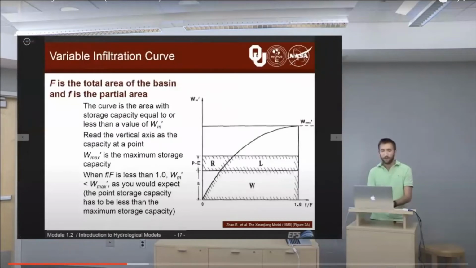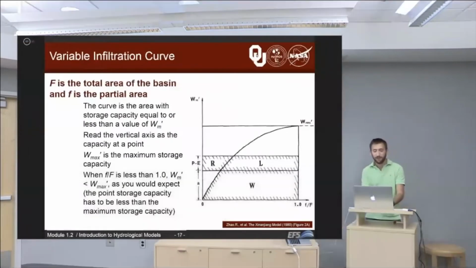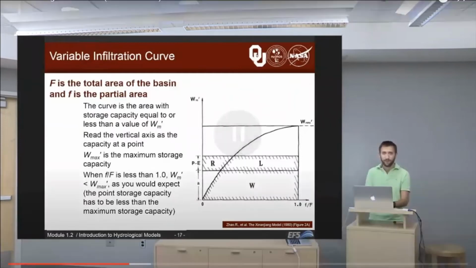So I have an example or a schematic of a variable infiltration curve. This is from a paper from 1980 from an early hydrological model. And in this case, they were basically using a bunch of different letters to try to describe various quantities.